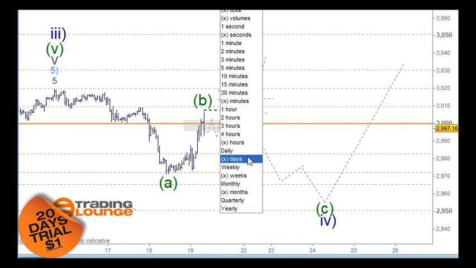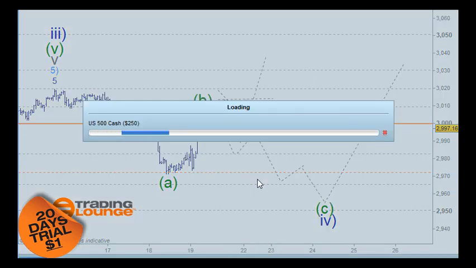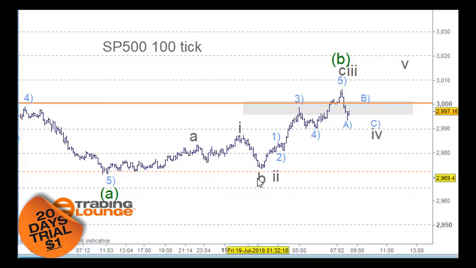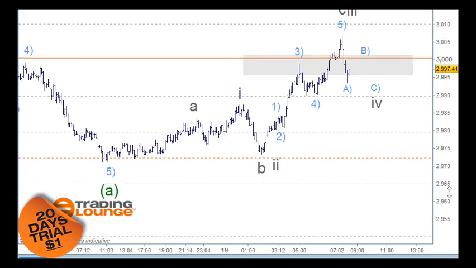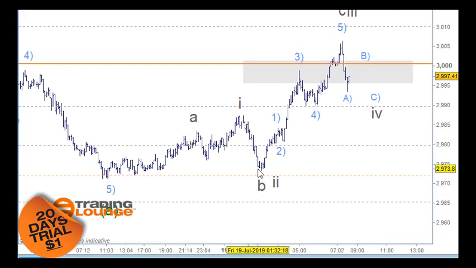So let's just go into the tick chart here. This is just 100 ticks. Yep, so I was just starting here. This little move from here to here seems to be in 3 waves, and then 5 waves down here.